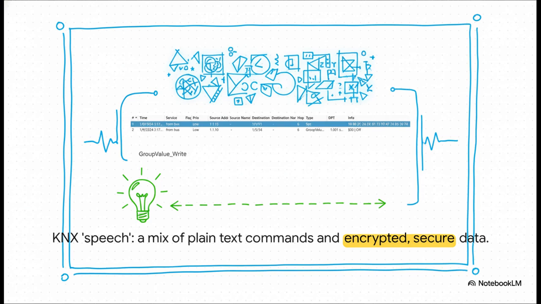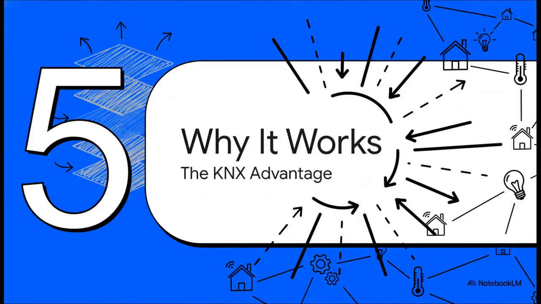So here's a little peek at what this communication actually looks like on a KNX network. The second line there is a simple, easy-to-read command to turn something off. But that first line, that's a secure encrypted message. It shows you that KNX can easily handle both simple, everyday commands and highly protected, secure communication all on the very same network.